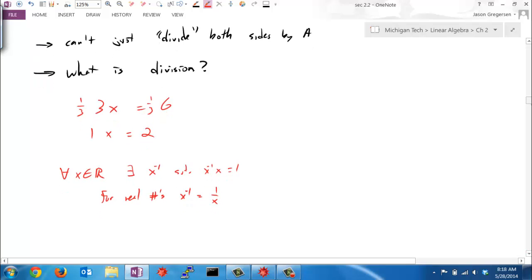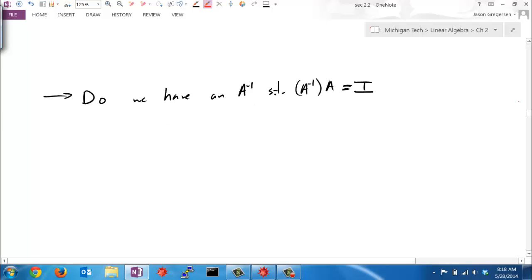So the question now is, do we have that same thing for matrices? Do we have an inverse matrix so that I can just say A inverse times A equals identity? And the answer is sometimes. So in other words, only for certain A. For certain A, we can write out this inverse thing. And that's what we're going to talk about in this next section.